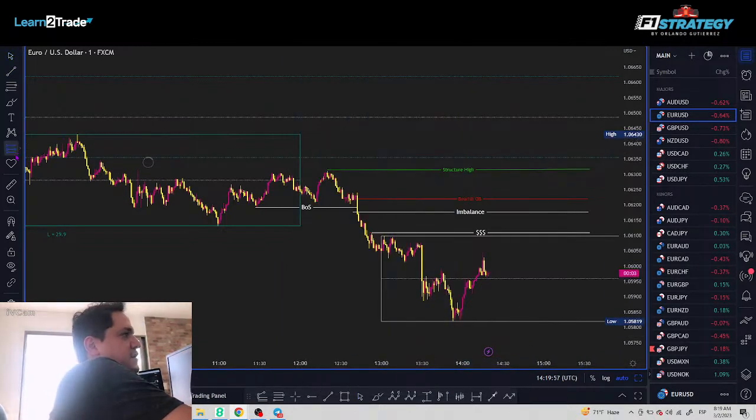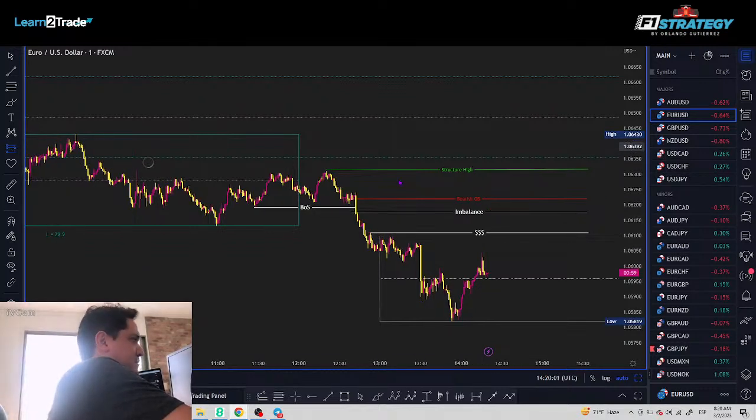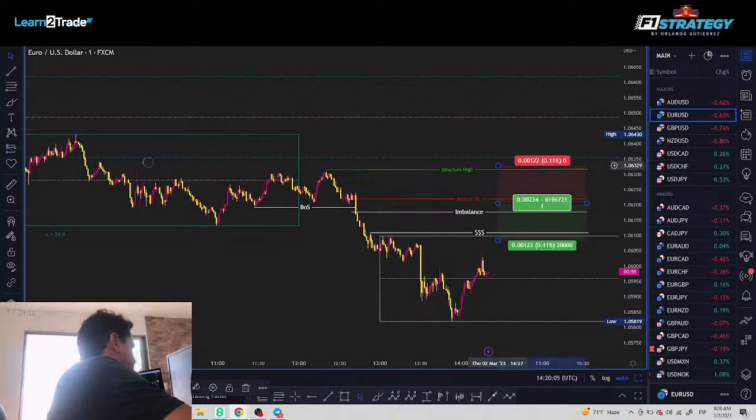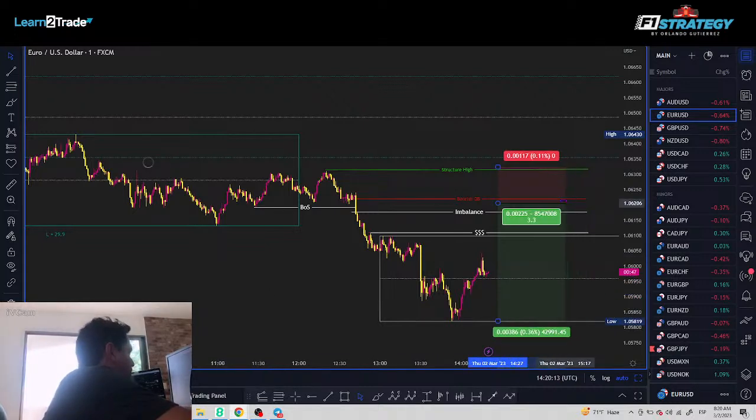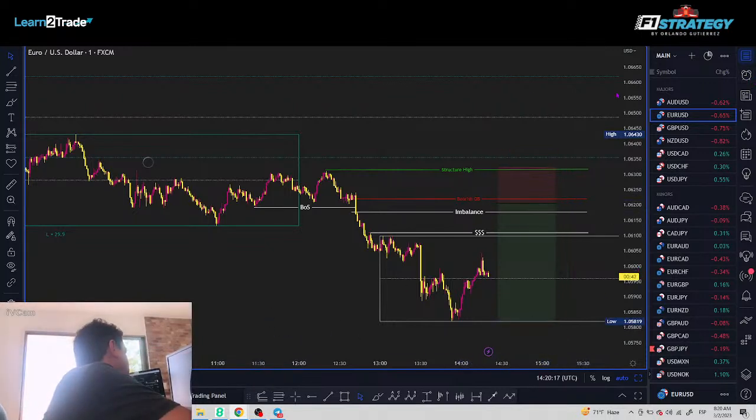So basically what I would do, I would place my order here, stop losses here, and targeting the lows. This is a very tradable setup, a 3.3R, if you are looking into it. We're going to come back. I'm going to tag it.